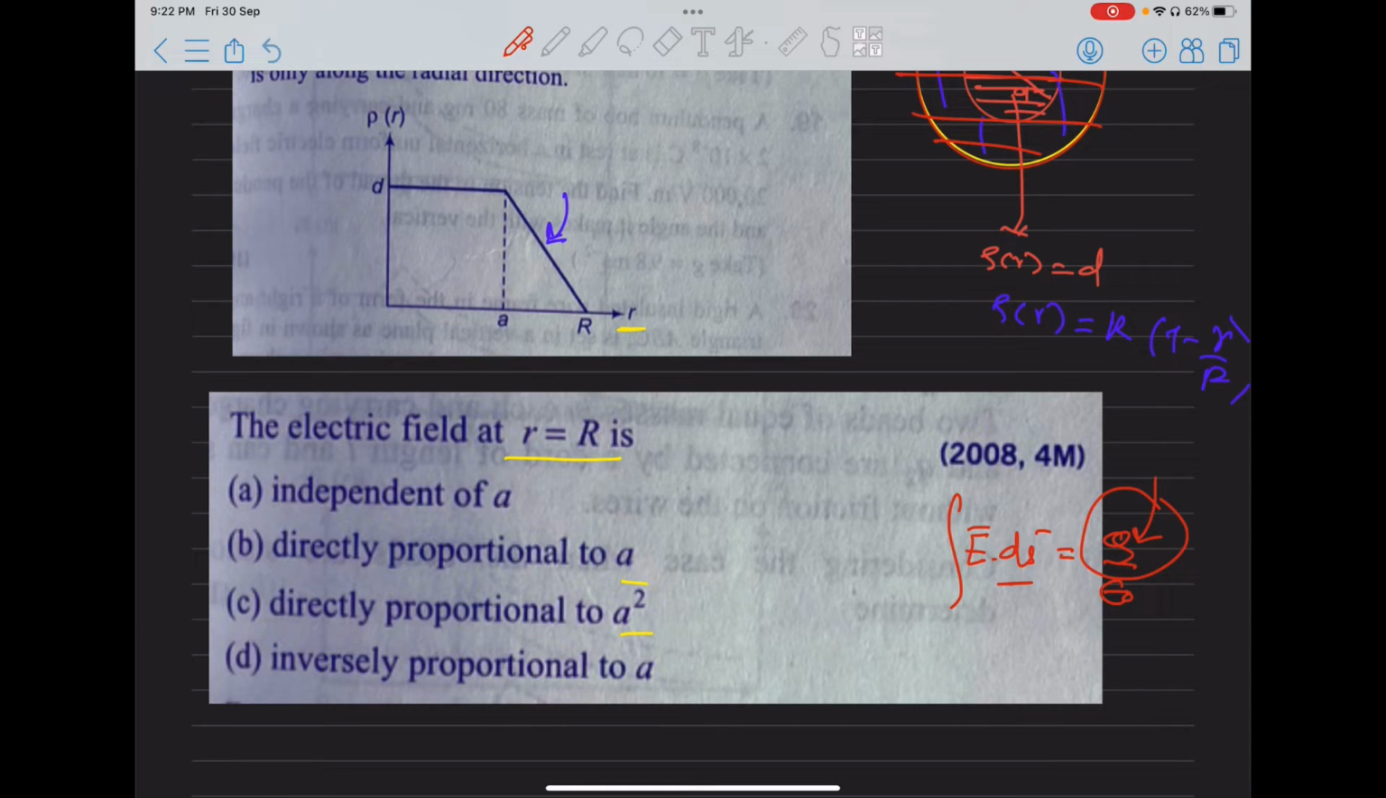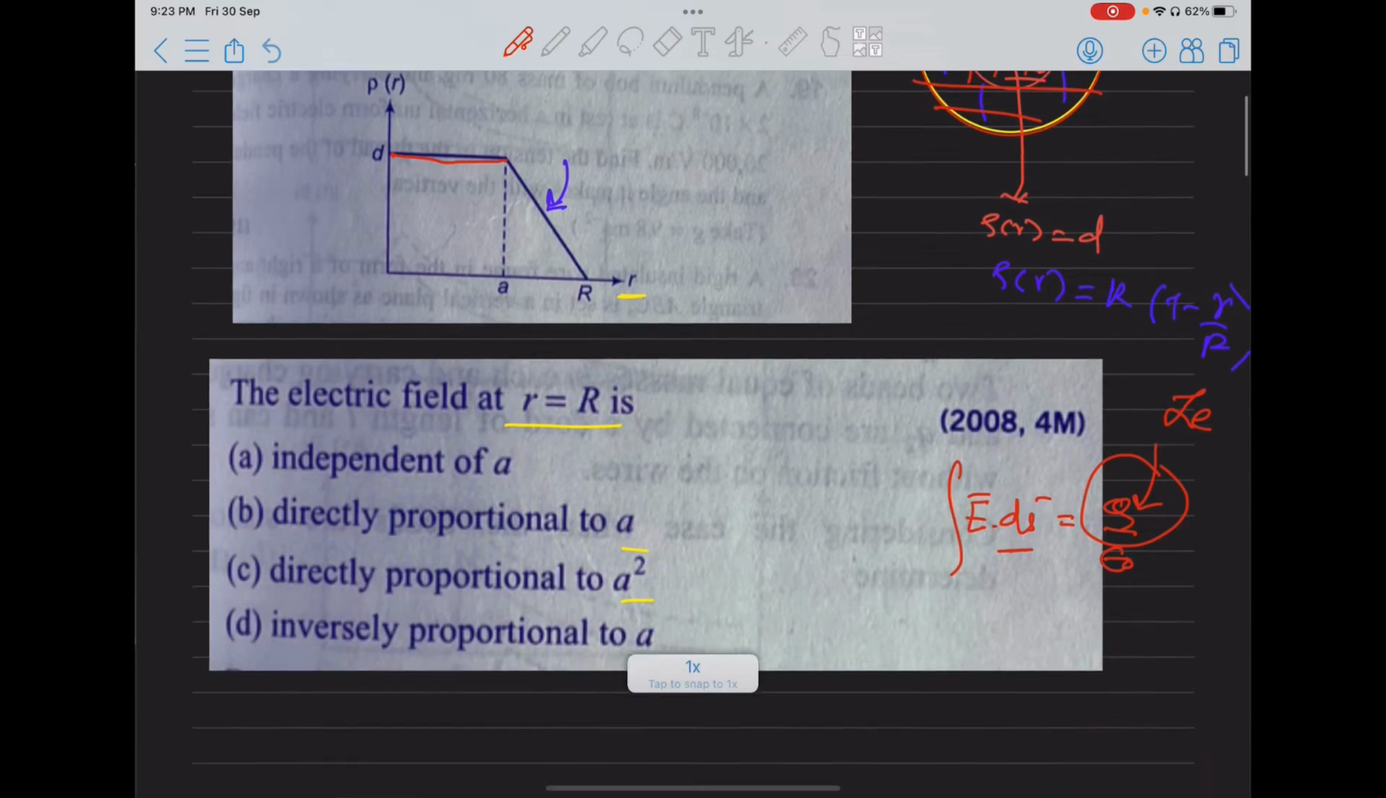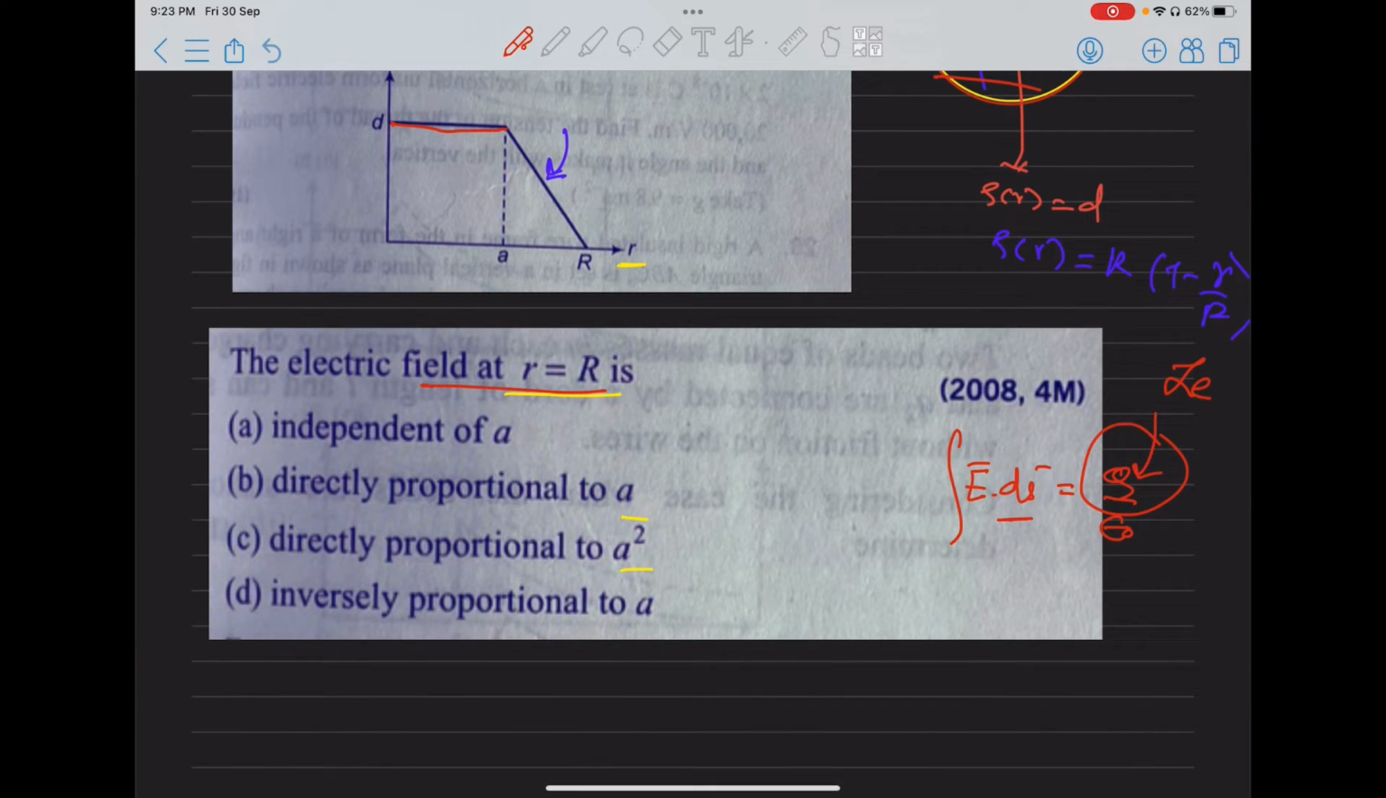It does not depend upon how the charge is distributed inside the Gaussian surface, whether it is uniformly distributed, non-uniformly distributed, or whether it is a point charge. So it doesn't matter whether the distribution till a is constant, like given in this graph, or non-uniform over here. What matters is the total charge Q, which is Ze as given in the passage. So of course, the electric field at r equal to R will be independent of a.